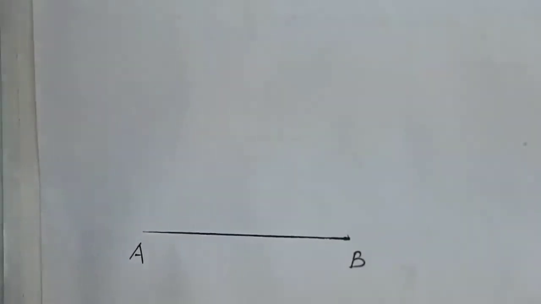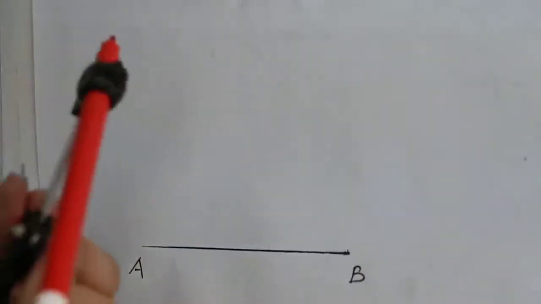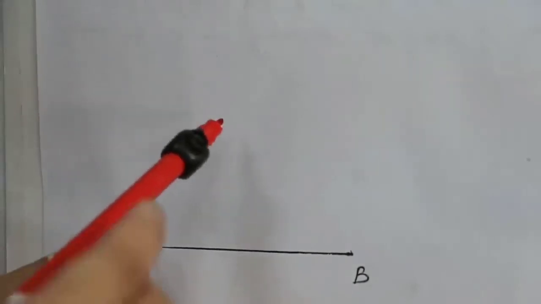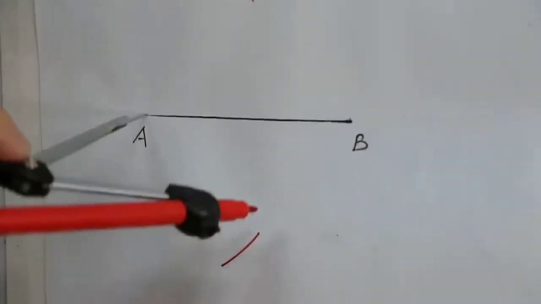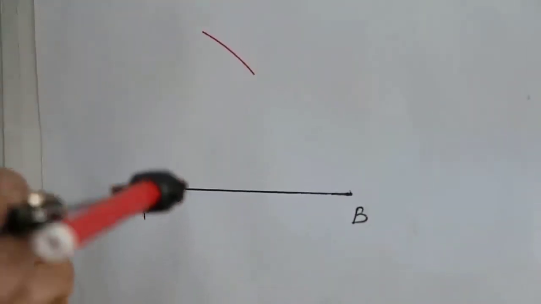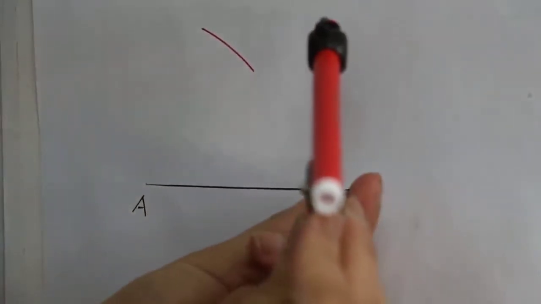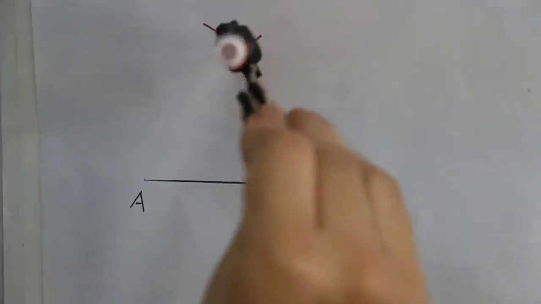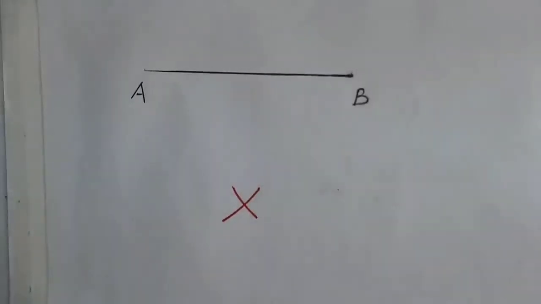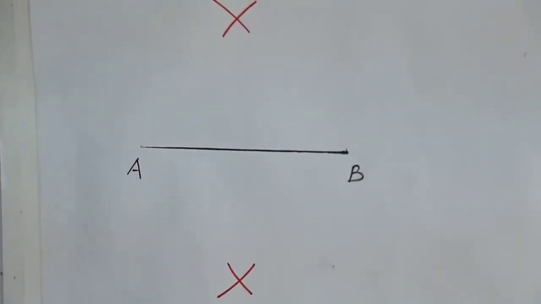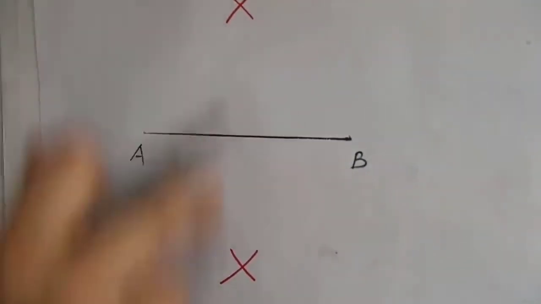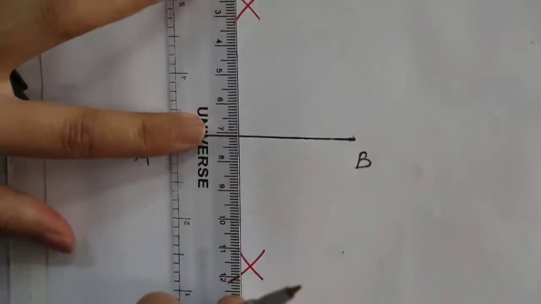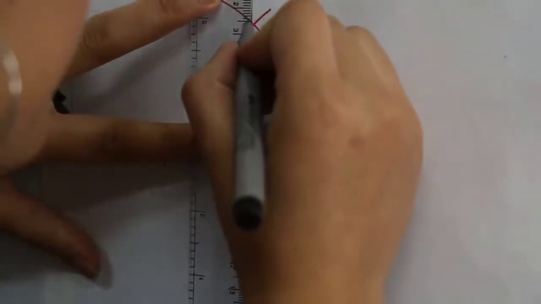With your compass, you take a much bigger arc from point A and cut above and below. Same arc from point B, you cut above and below. Join these two points of intersection. You will get the perpendicular bisector of AB.